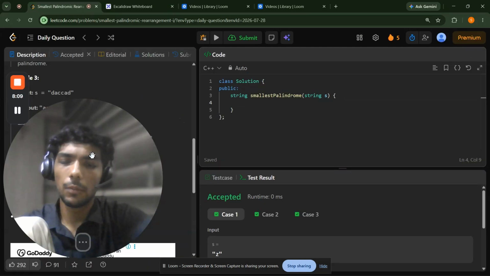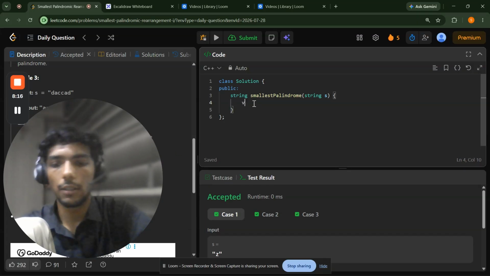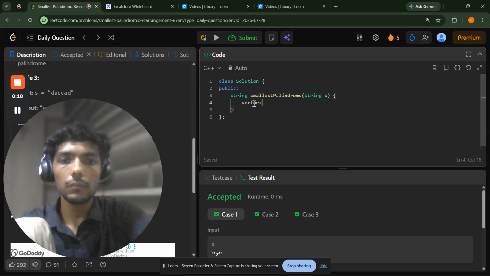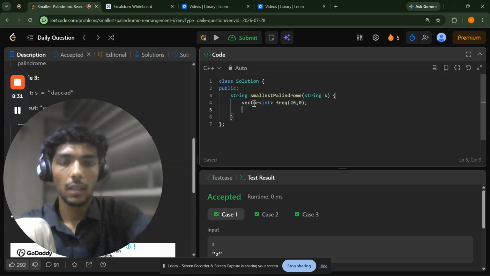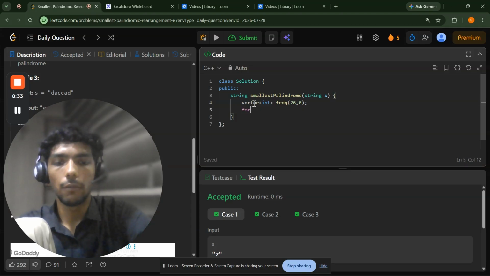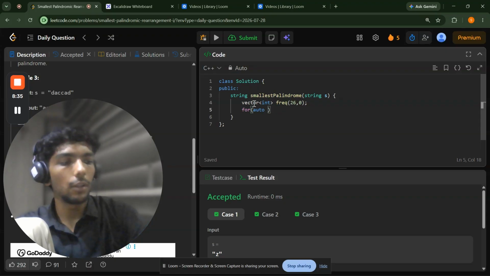Using a map would also be the same, but inserting in a map might take time. So we will just initialize a vector. We will name it frequency. Its length will be 26, and initially all are marked 0. Now what we will do is we will iterate over S.